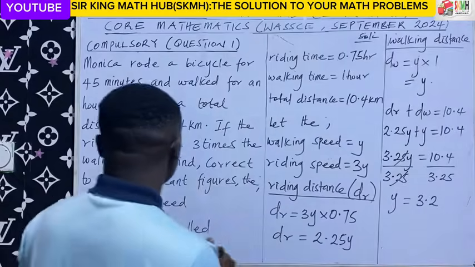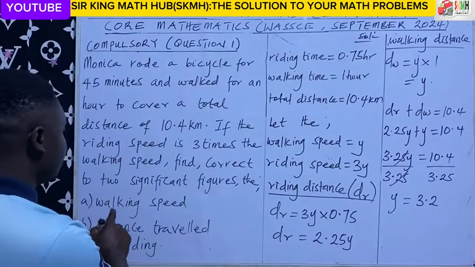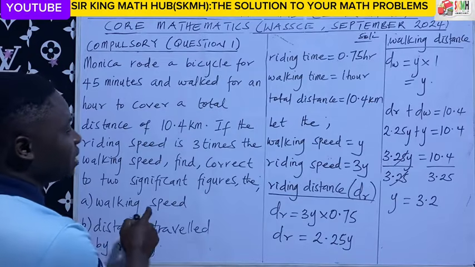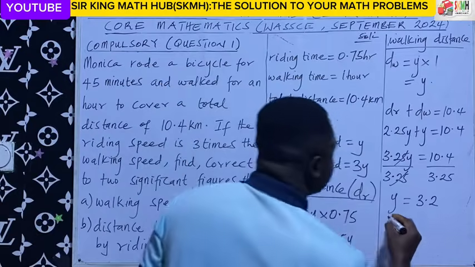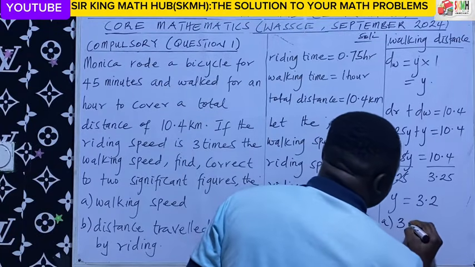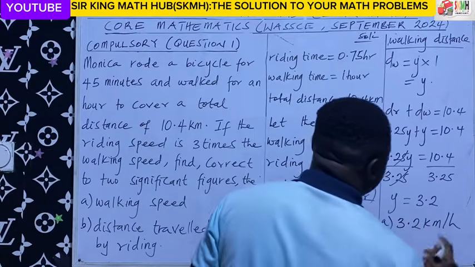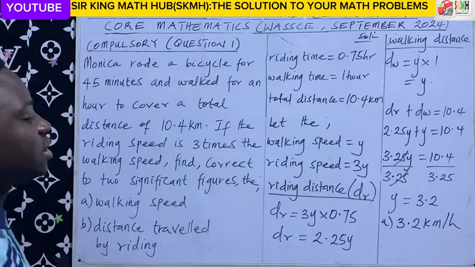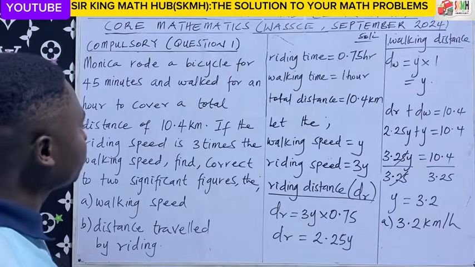We have 3.2. We are looking for the walking speed, and we said the walking speed is represented as y. So A, the walking speed, will be 3.2 kilometers per hour. That is Monica's walking speed.